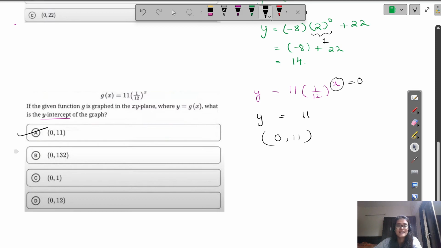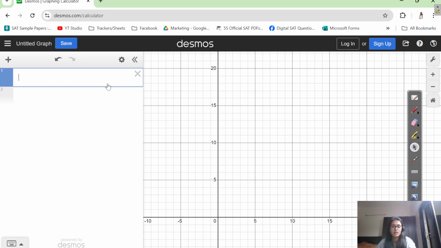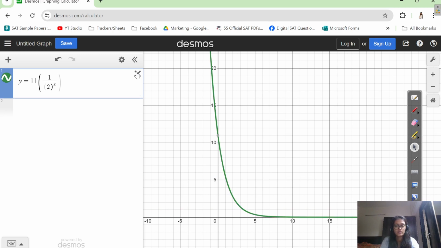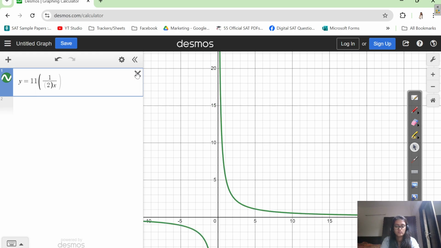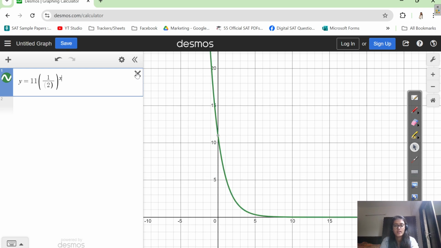I think in this example, doing it manually would be faster than going to DESMOS, typing the equation, typing the parentheses. Yeah, in this question, doing it manually would be faster. But let's also see this on DESMOS. So we have y is equal to 11 times 1 over 12 raised to x, and the y-intercept is 0, 11.